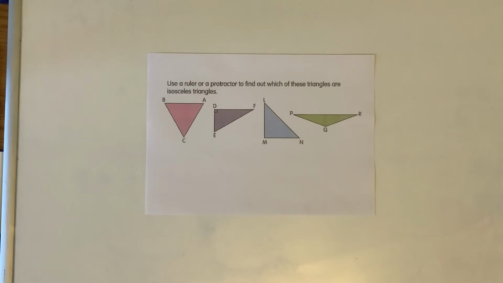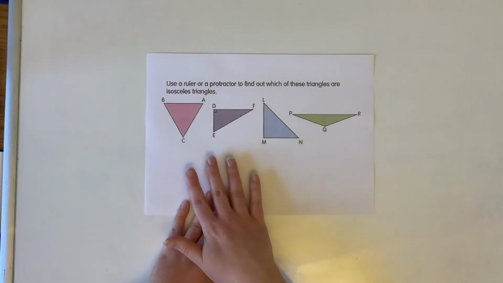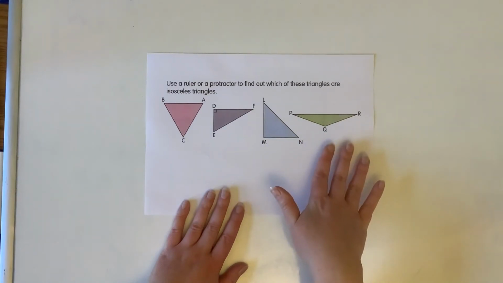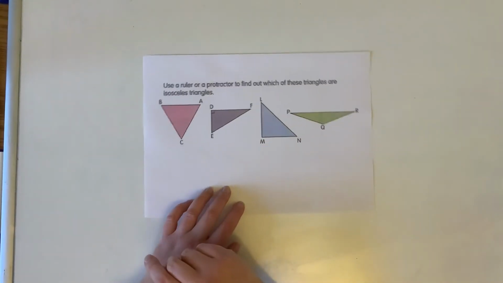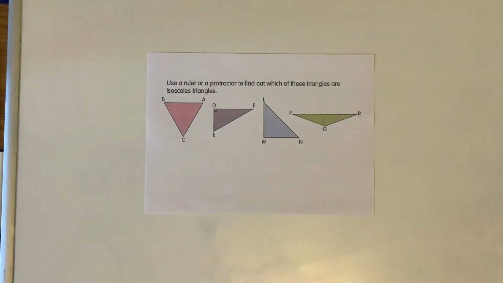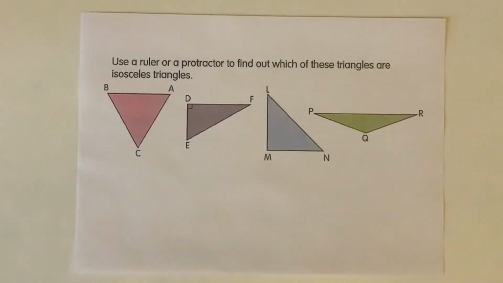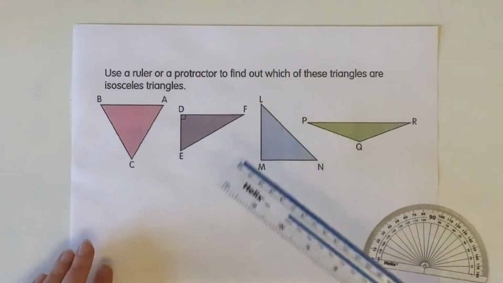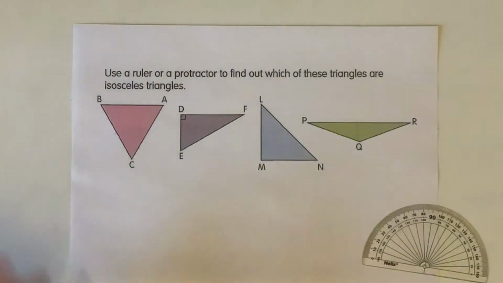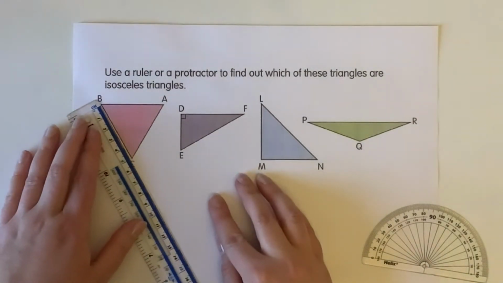But what I'd like you to do is measure the sides and possibly the angles of these 4 triangles to identify which ones are isosceles triangles. So pause the video. Okay, let's see how you got on. So I've got my ruler and my protractor. I'm going to start off with the triangle ABC, and I'm going to measure the sides first.